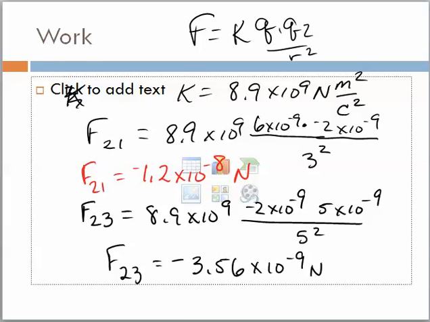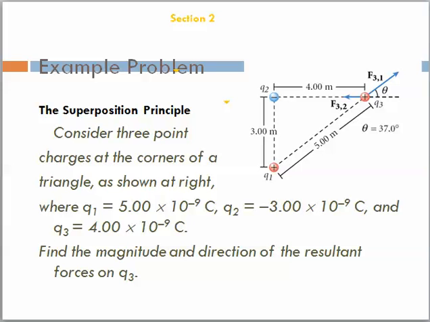After you've worked this out, you're going to get again a negative force, which means we have a positive charge and a negative charge that are attracting each other. So there's an attractive force between these two objects. Now in this case, we've done the same thing again, except with some different numbers. What we want to do is find the magnitude and direction of the resultant force on Q3.